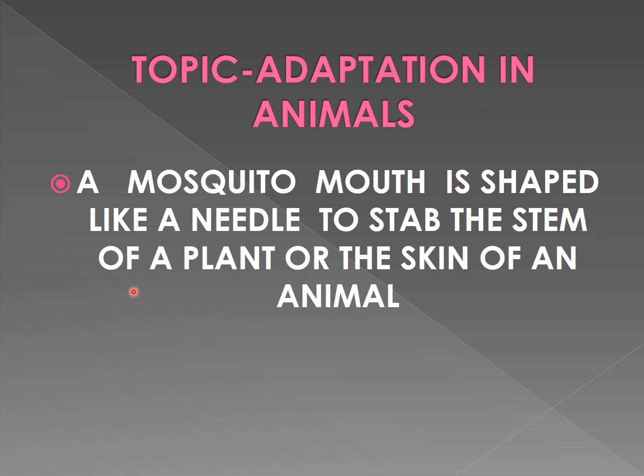So in this slide you see that a mosquito's mouth is shaped like a needle. Why like a needle? To stab the stem of a plant or the skin of an animal. So the mosquito has adapted its mouth shape.